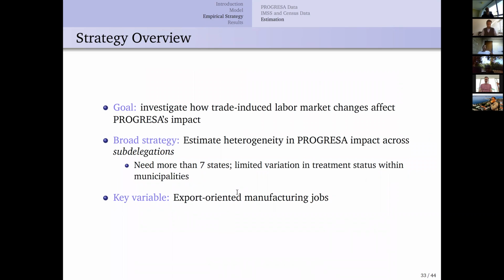Okay, so what are we actually going to do with this data? Our goal, remember, is to investigate how trade-induced labor market changes affect PROGRESA's impact. Broadly speaking, we're looking to estimate heterogeneity in the PROGRESA impact across subdelegations, in terms of this export-oriented manufacturing jobs variable. I've already mentioned that the reason we're using subdelegations is because we need more than 7 states and we need something larger than villages.